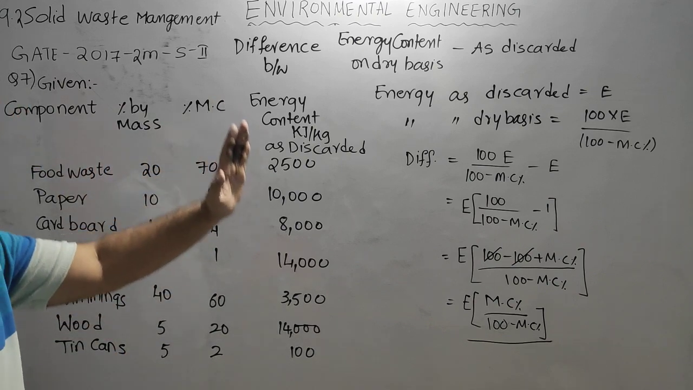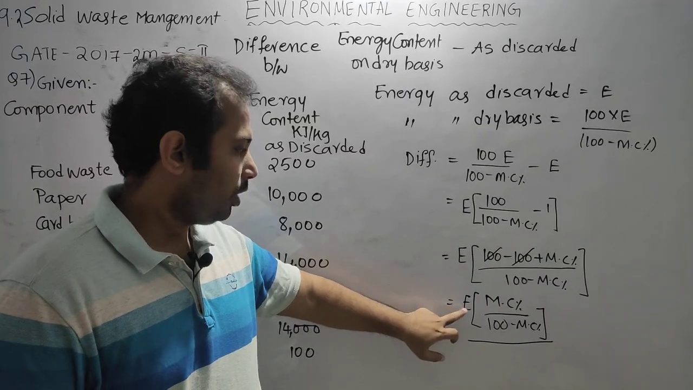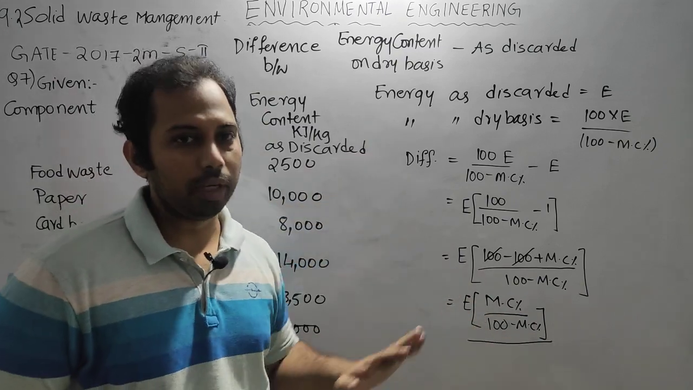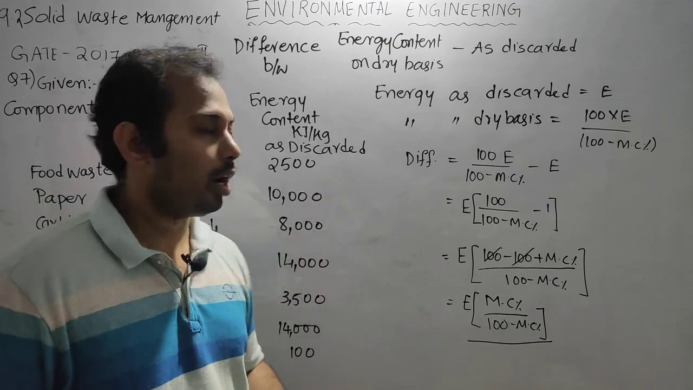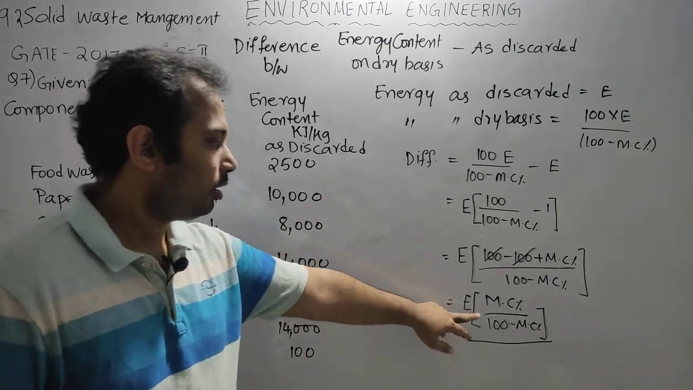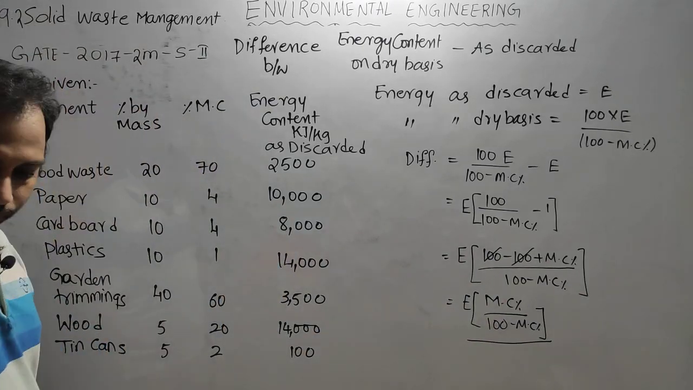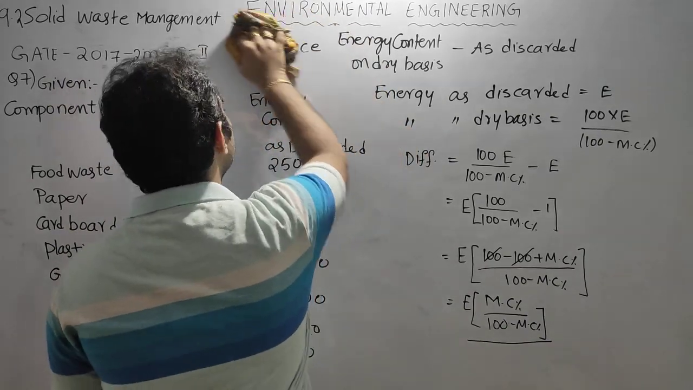Let us first take a table again. So this is our formula. Now first we need to find E, and moisture content is present with us. So simple. Once E is there, then the difference can be directly calculated by multiplying it with the factor, that is MC by 100 minus MC. Are you getting my point? So let us first do that. First find E.